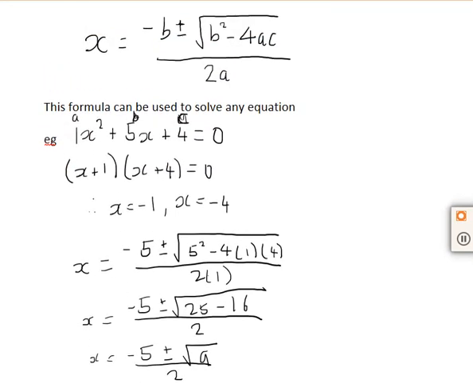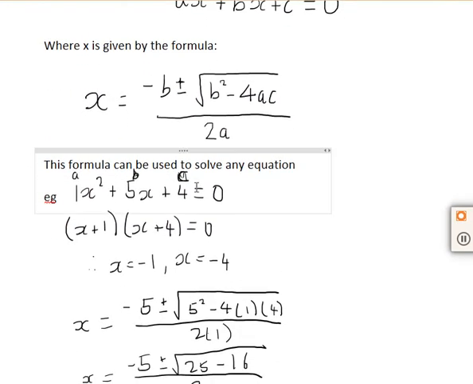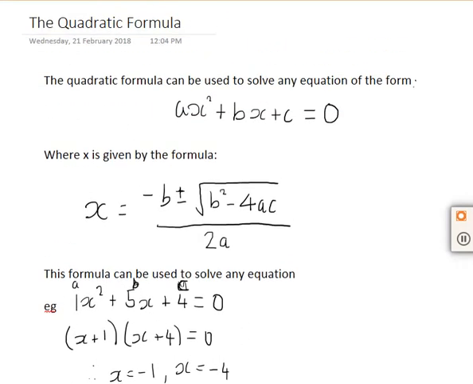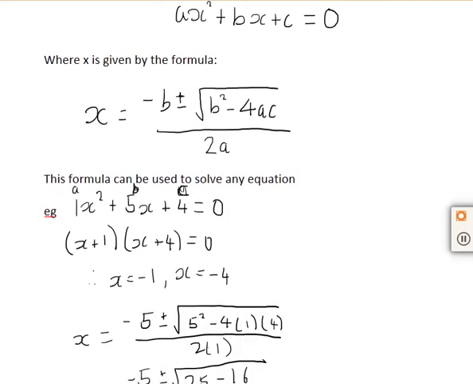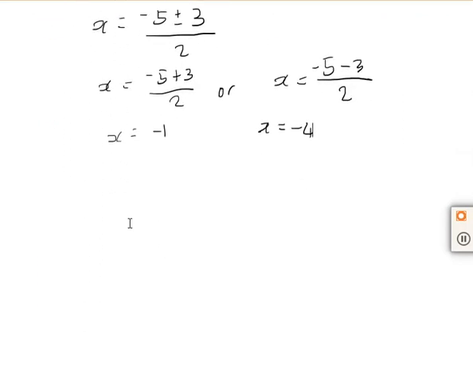The quadratic formula is really not that useful for a question like this where you can just factorize, and that's a lot quicker. But for some questions, you won't actually be able to factorize using whole numbers. That's when the quadratic formula really comes into play. So let's have a look at another example here. We'll get started on this in this video, and probably finish it off in the second video.